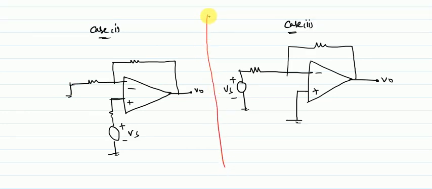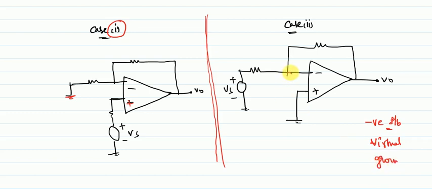If you look, these two are different circuits, right? For case 1 the input is given at the non-inverting terminal, and for case 2 it is given at the inverting terminal. Now as there is negative feedback present, and it is an ideal op amp, the virtual short, or virtual ground concept, can be used here. So here the potential will be 0 volts, fixed at 0 volts.